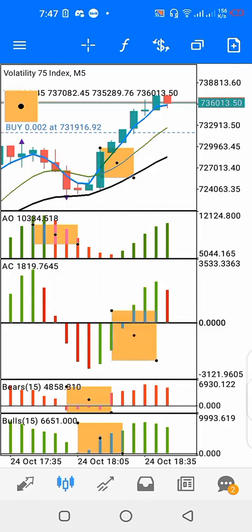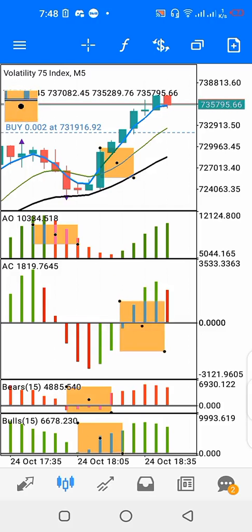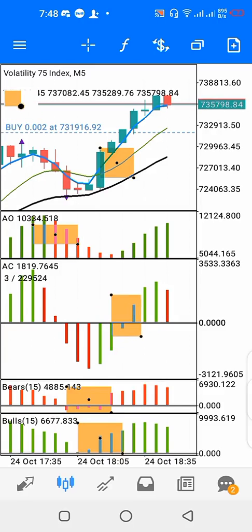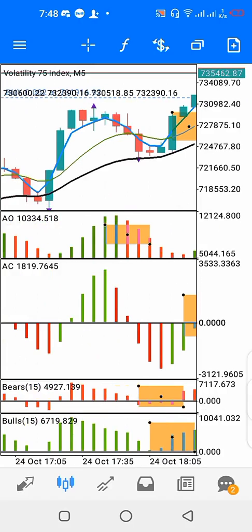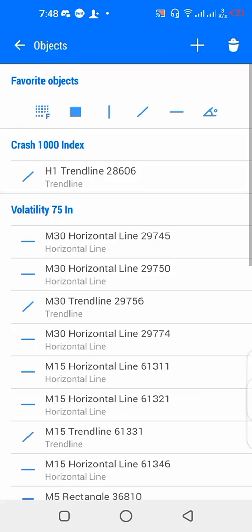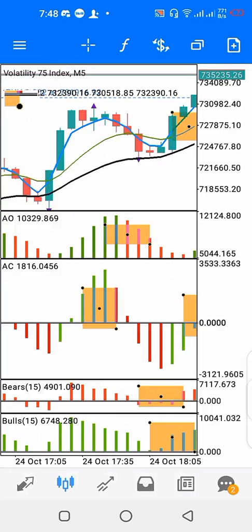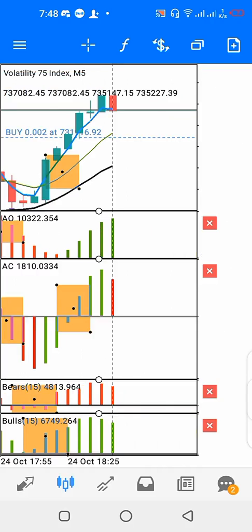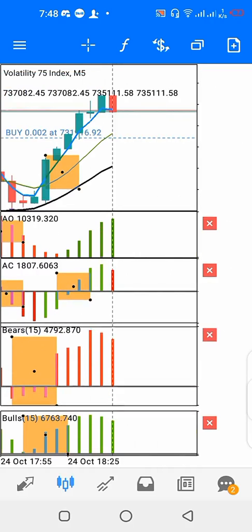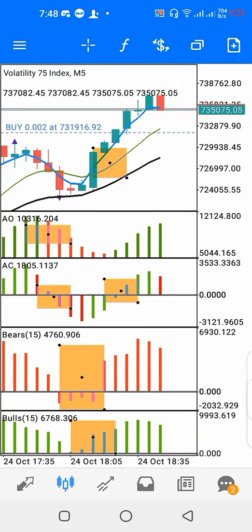Now on indicator window 2, the awesome accelerator oscillator, are the colors of the bars turning from below the zero level towards and crossing above the zero level to form green? If yes, then you can place a buy trade. But for a sell trade, are the colors above the zero level changing to red, and is the awesome accelerator oscillator crossing below the zero level? Are the bars crossing below the zero level? If yes, that's the right time for you to place a sell trade.